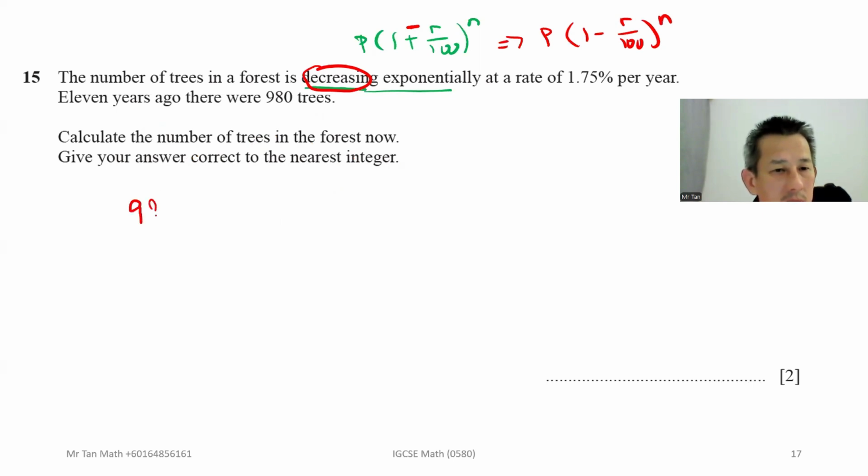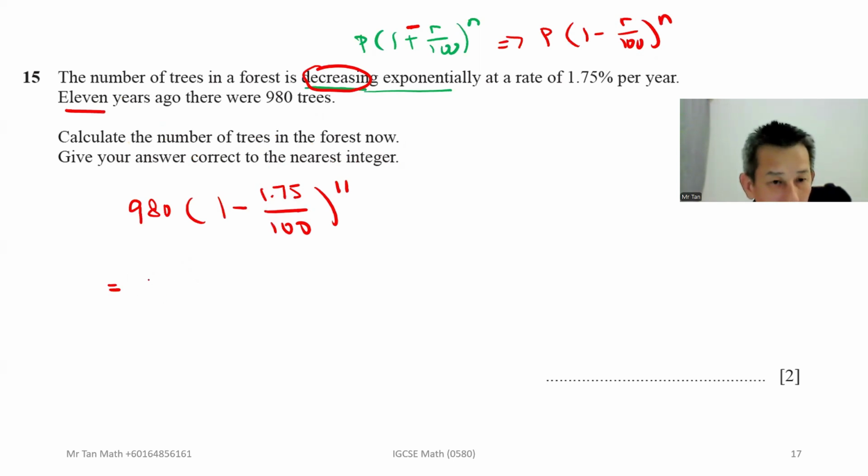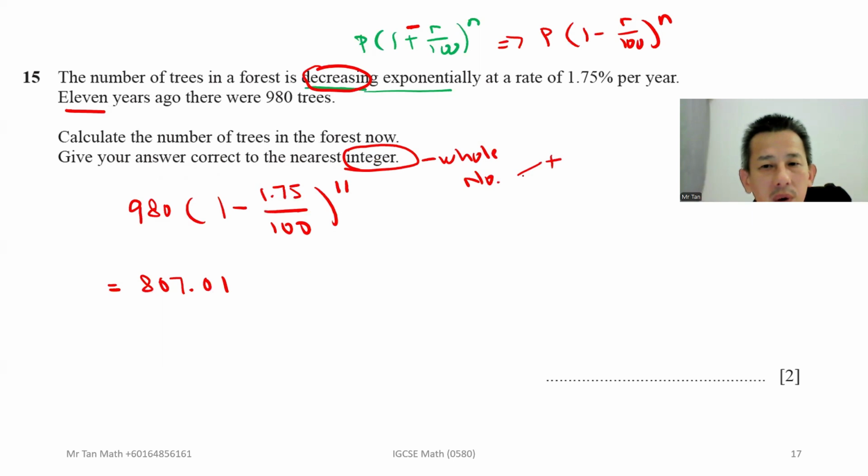So just take 980 (1 - 1.75/100) to the power of 11 years. So calculate, you should get 807.01. And give your answer correct to the nearest integer. An integer is just a whole number. It can be positive or negative. So that equals 807.